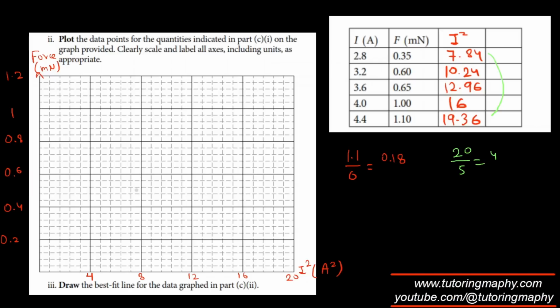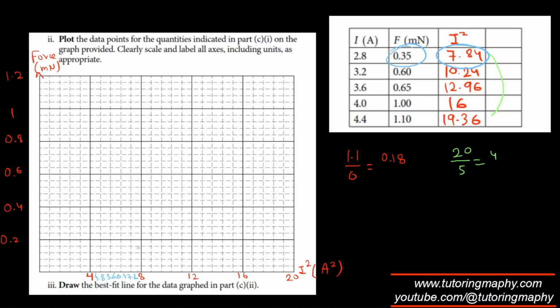7.9 and 0.35. There are 4 units over 5 blocks, so 4 over 5 is 0.8. That's what corresponds to 1 block. So this will become 4.8, then 5.6, then 6.4, then 7.2, and then about 8. So we are looking for 7.9, which is very, very close to 8.